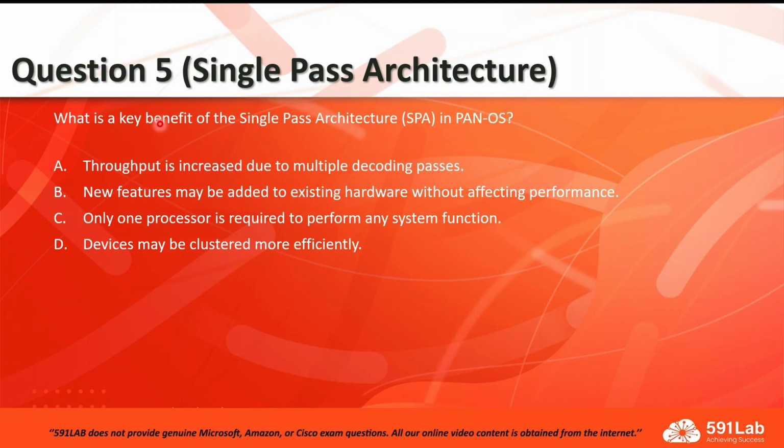The options are as follows. A. Throughput is increased due to multiple decoding paths. Or B. New features may be added to existing hardware without affecting performance. Or C. Only one processor is required to perform any system functions. Or D. Device may be clustered more efficiently. From these options, we need to explore what single pass architecture is first.